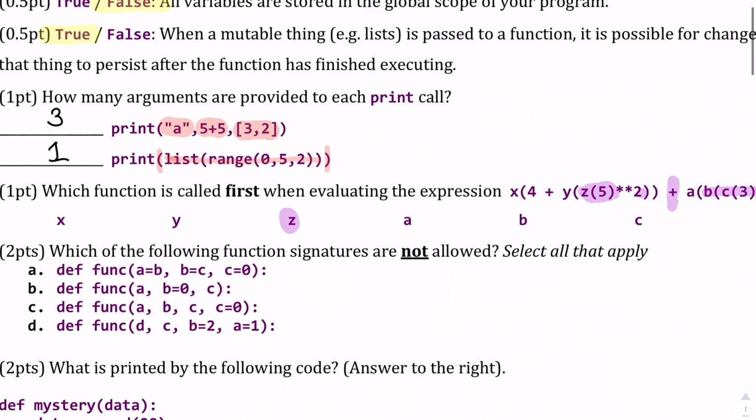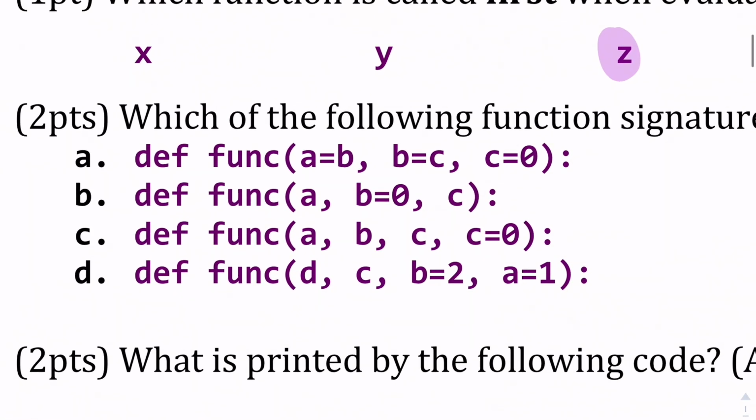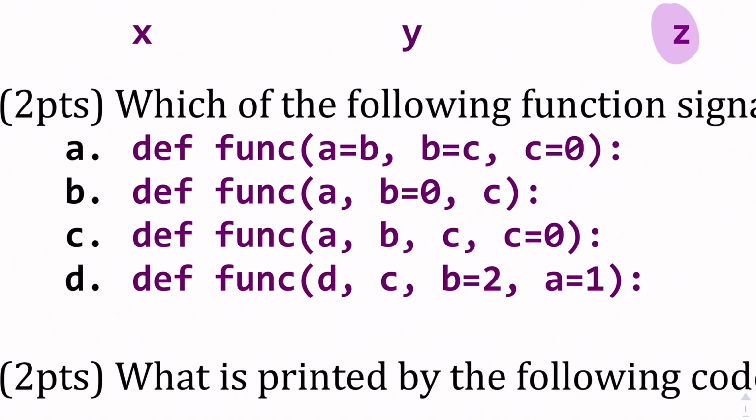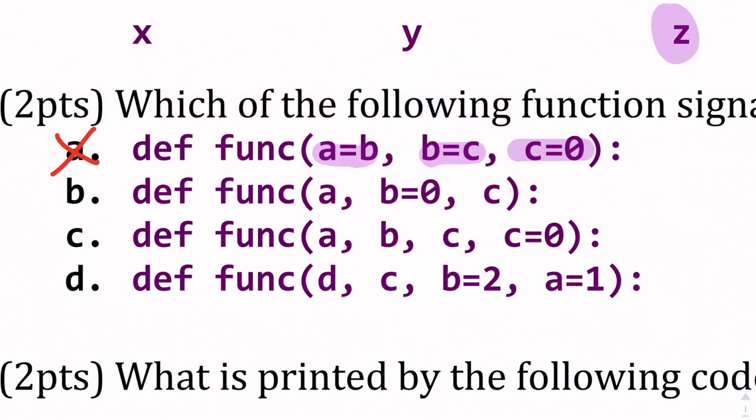So which of the following function signatures are not allowed? Select all that apply. So which ones don't work? The ones that don't work: def function, a equals b equals c equals 0. This doesn't work. Okay, why doesn't this work? Well, the default values for a and b don't exist yet. In the function signature, we don't know what b and c are.